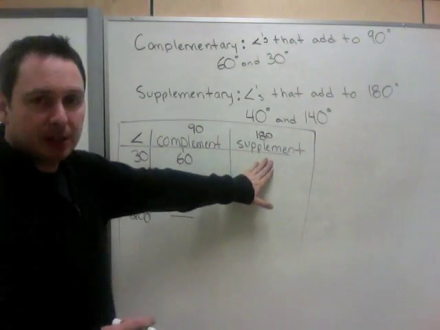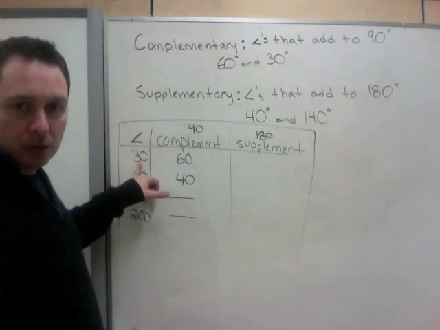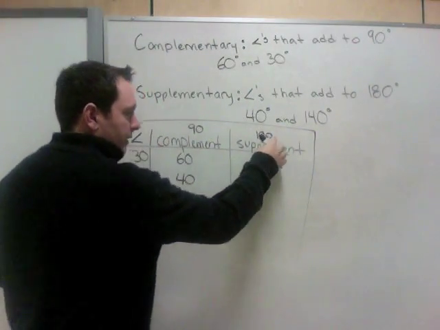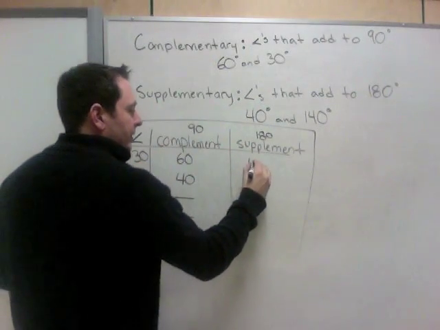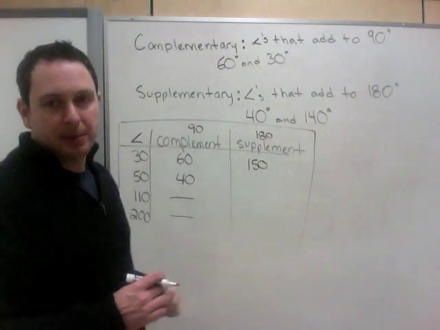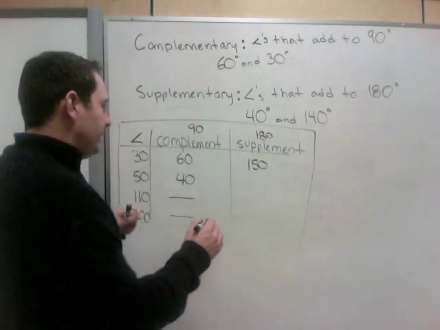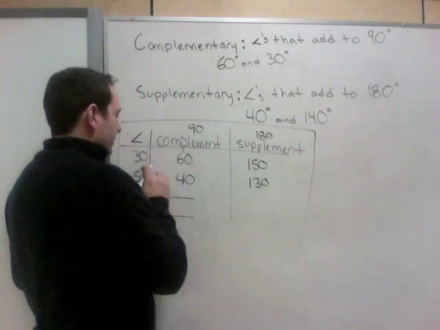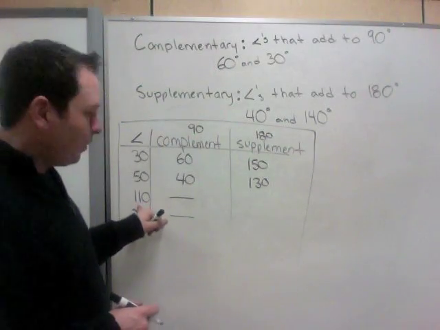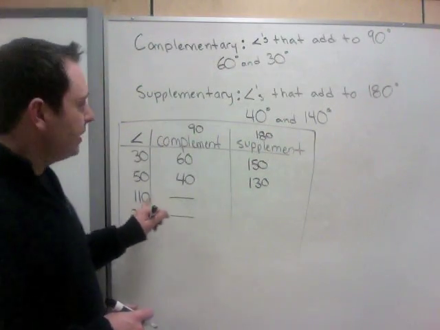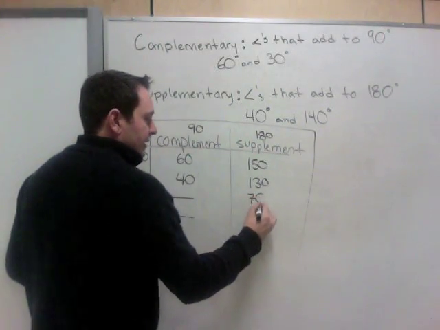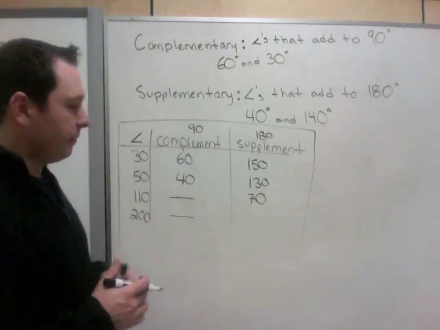What is the supplement of 30? So doing the math of it, 180, because we want supplementary, minus 30 leaves us with 150 degrees. 150 plus 30 is 180, so they're supplementary to each other. Supplement of 50, well, 180 minus 50 is 130. What is the supplement of 110? Well, 110 didn't have a complement because it's bigger than 90, but it's not bigger than 180, so it can have a supplement. 180 minus 110 is 70. 70 and 110 are supplementary to each other.